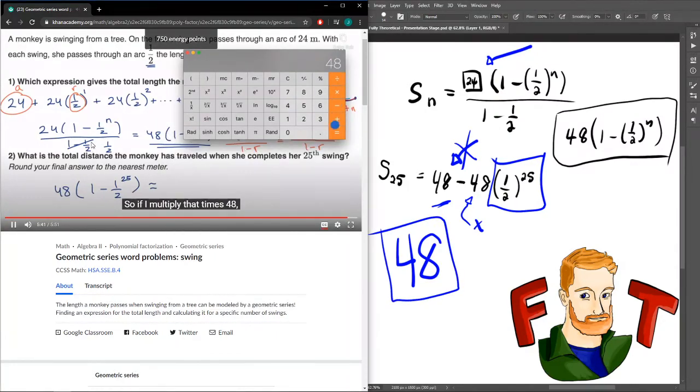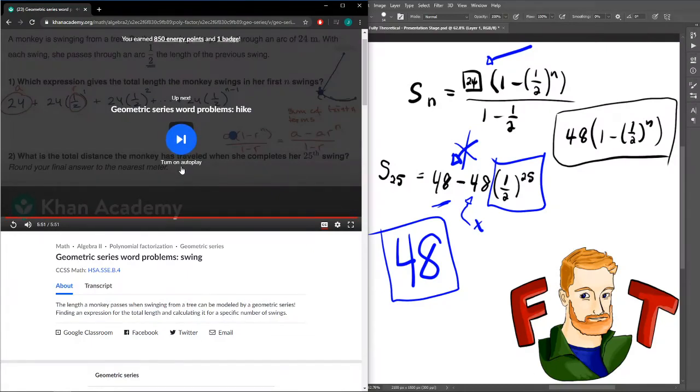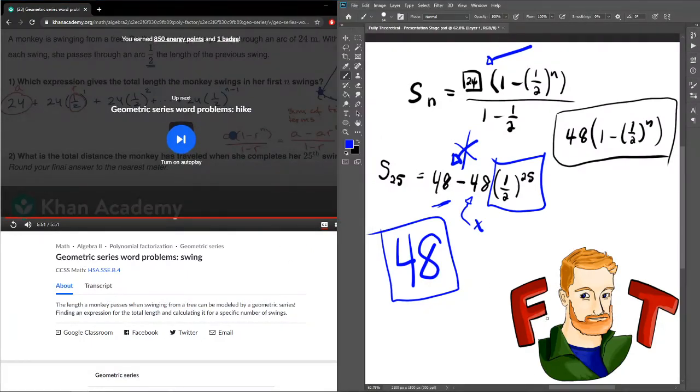So I multiply that times 48. Well, if we round to the nearest meter, we get back to 48 meters. So this is going to be 48 meters. And we're done. All right, you're right, Sal. It's not exactly 48, it's roughly 48. There we go.